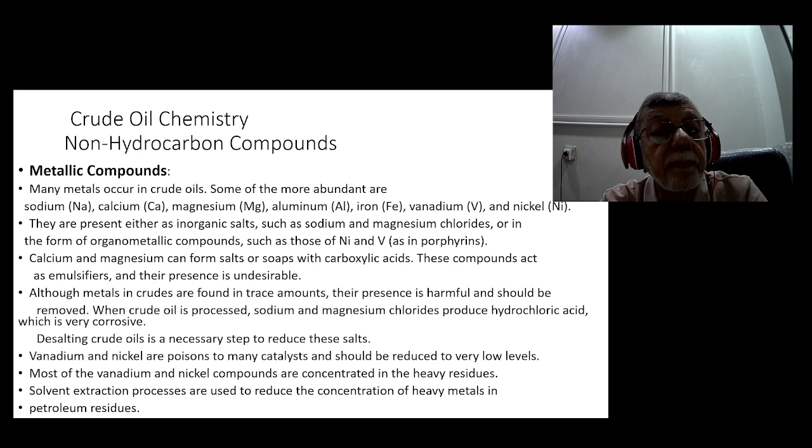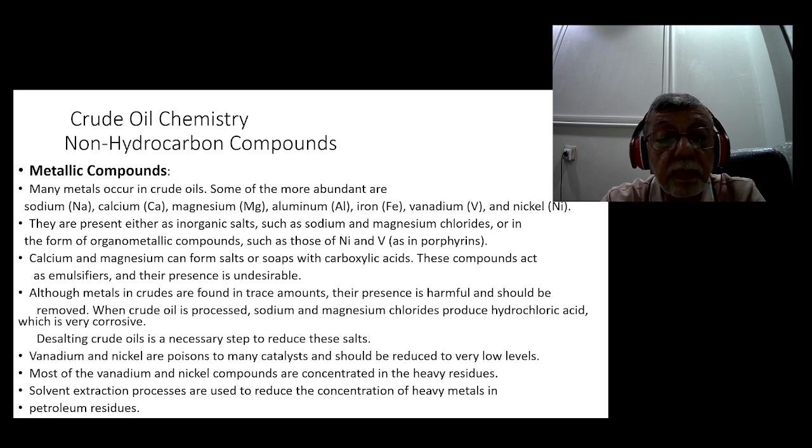Also, there are metallic compounds. Many metals occur in crude oil. Some of the more abundant are sodium, calcium, magnesium, aluminium, iron, vanadium, and nickel. They are present either as inorganic salts such as sodium and magnesium chloride, or in the form of organometallic compounds such as those of nickel and vanadium, as porphyrin rings. Calcium and magnesium can form salts or soaps with carboxylic acids. These compounds act as emulsifiers, and their presence is undesirable.